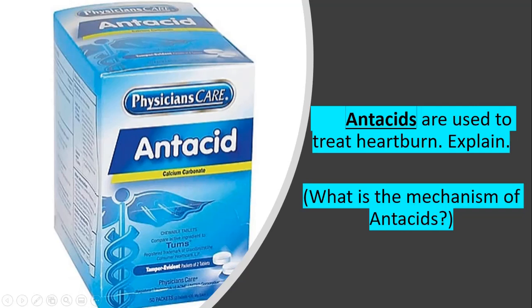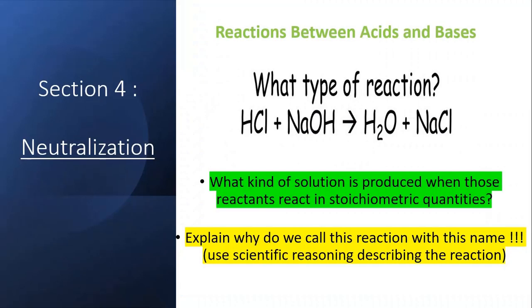Some people like to use the medicines. It's either to use antacid, or some people use Gaviscon. All these are examples of neutralization, because if the acid is high, we want to decrease this acid or increase the basicity.